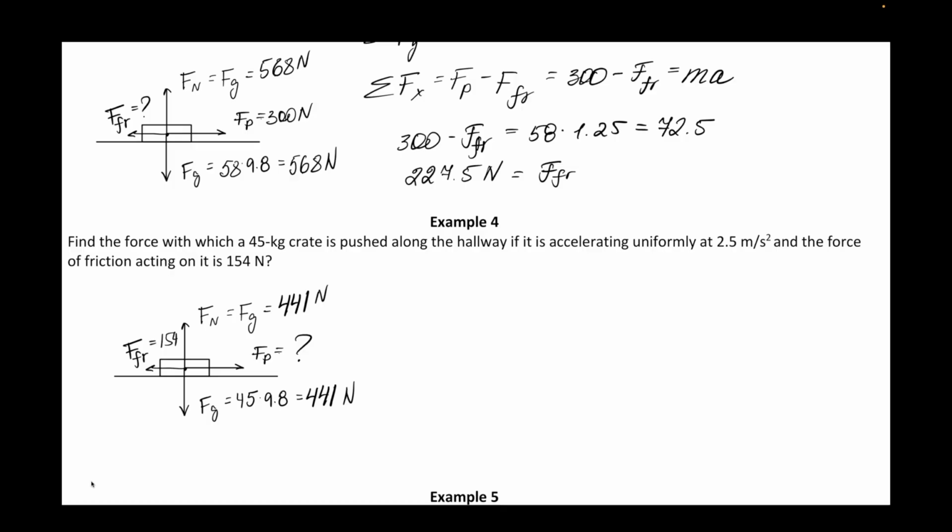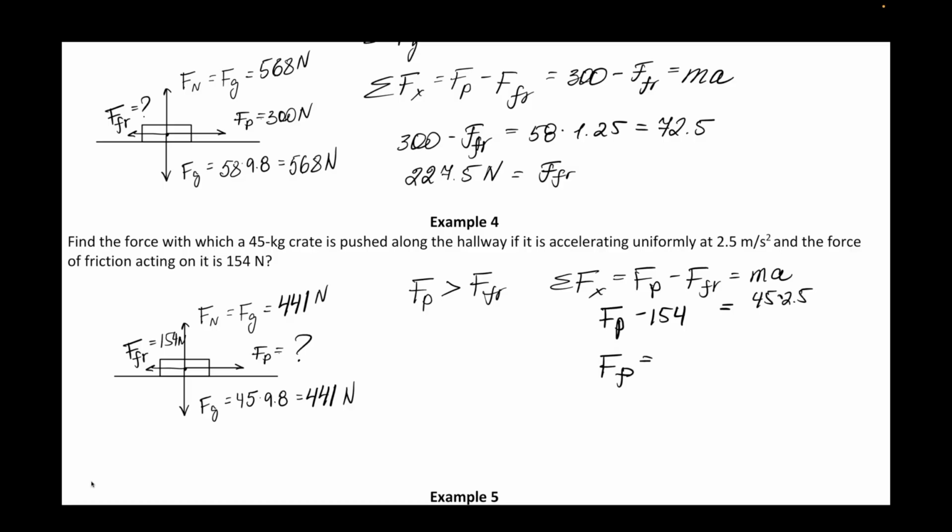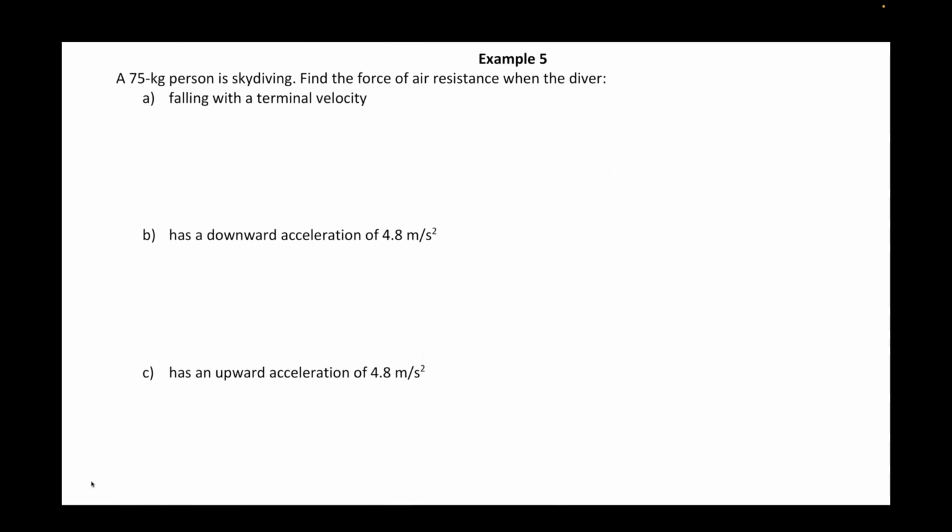newtons. And we also know that because force of pull in this case, just like before, is greater than force of friction, I can say that net force in the x direction is going to be force of pull minus force of friction, and it's going to be equal to mass times acceleration. Mass is 45, acceleration is 2.5. If before we did a subtraction, now we're going to add 45 times acceleration to force of friction. We got 266.5, so force of pull in this case is 266.5 newtons.